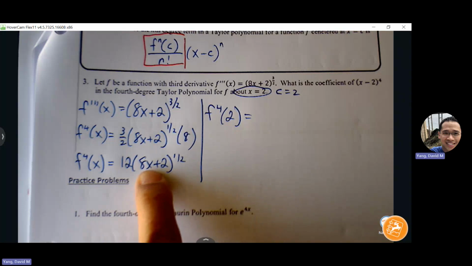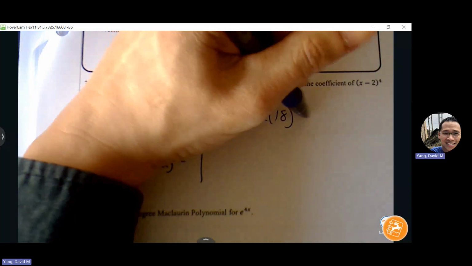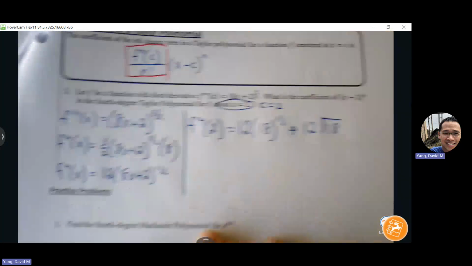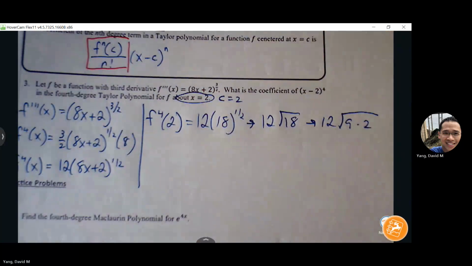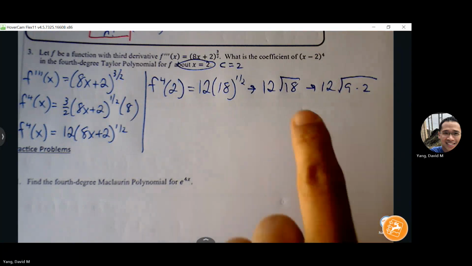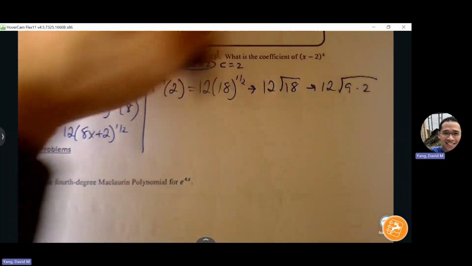So 2 times 8 is 16. 16 plus 2 is 18. So 12 times 18 to the 1/2. I can clean this up a little bit here. This is really 12 times the square root of 18. And 18 can be broken down into 9 and 2. And I can take the square root of 9 out as what? 3. 12 times 3 is 36.